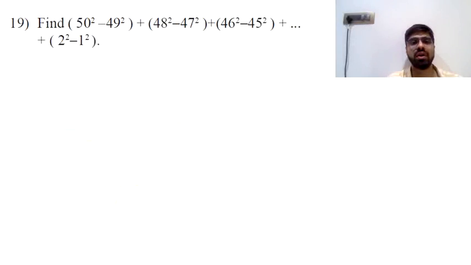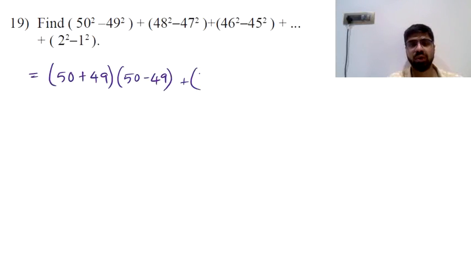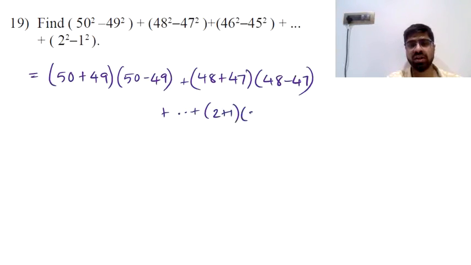Let's go ahead with the 19th one. So here you have 50 square minus 49 square, 48 square minus 47 square, and so on up till 2 square minus 1 square. There are two methods for this. One is you can write it as a square minus b square, so it's like a plus b into a minus b. So 50 plus 49 into 50 minus 49, plus 48 plus 47 into 48 minus 47, and that keeps on continuing up till the last term, where the last term is 2 plus 1 into 2 minus 1.